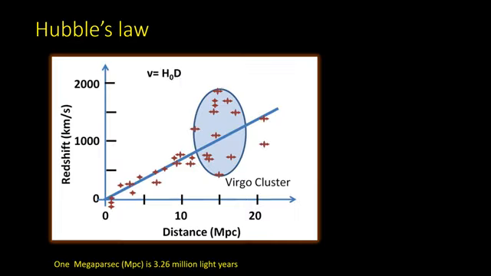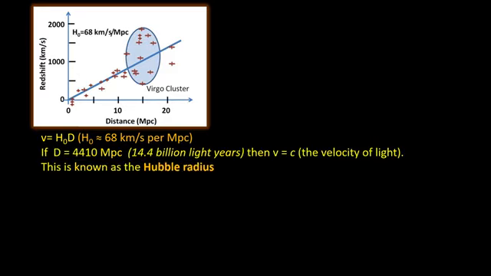This relationship, v, recessional velocity, equals H0 times d, is called Hubble's law, and H0 is the Hubble constant. It's equal to roughly 68 kilometers per second per megaparsec. So if we look again at Hubble's law and we put a value for d of 4.41 thousand megaparsecs, that's roughly 14.4 billion light years, then it predicts that the velocity a galaxy is moving away from us is the speed of light. So this distance when this happens is known as the Hubble radius.